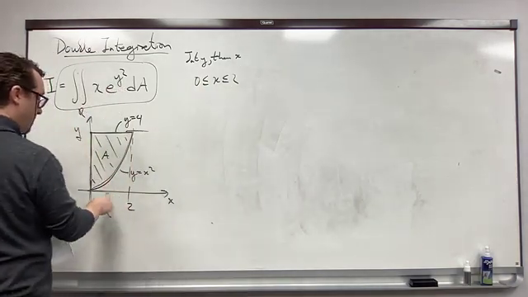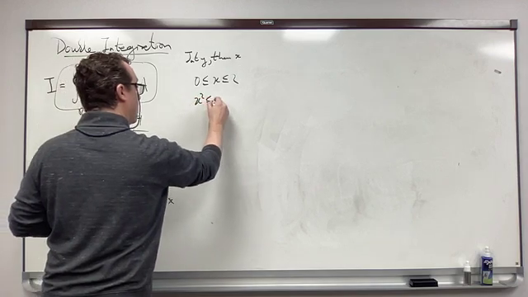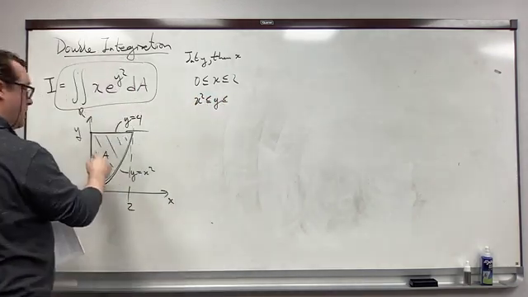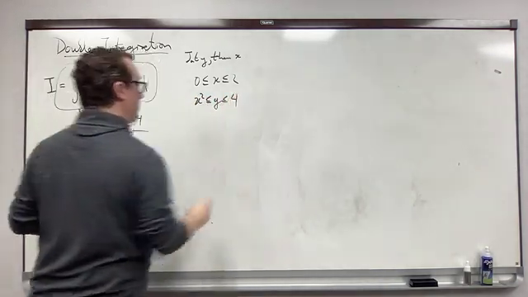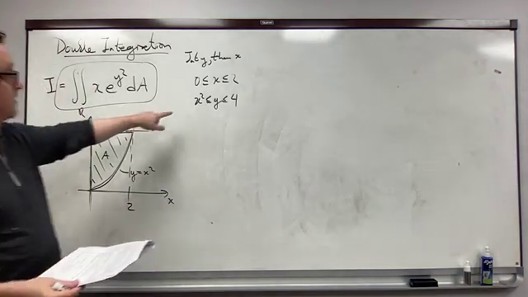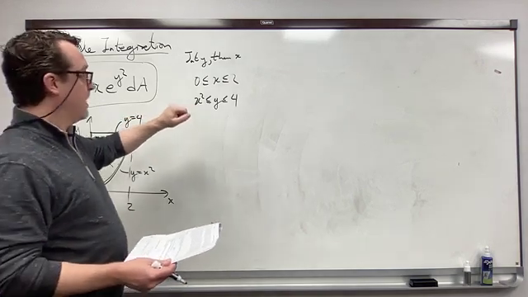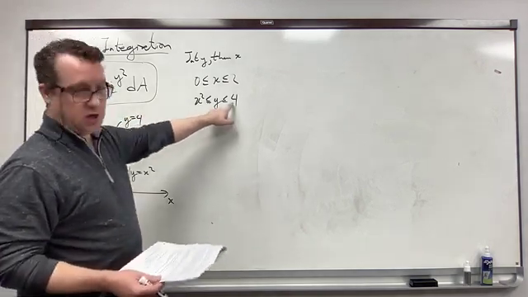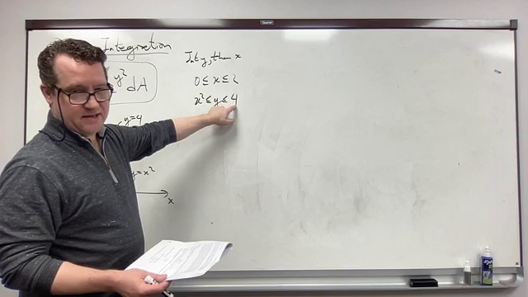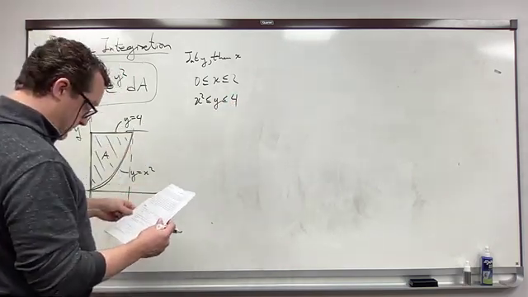What does y go from? Well, at every value, y goes from x squared and goes up to 4. Okay? So, this is the thing. The limits of y are functions of x. They don't have to be explicit functions of x, like 4 is a constant, but we think of this still as in general sort of a function of x. Okay? So those are our limits.